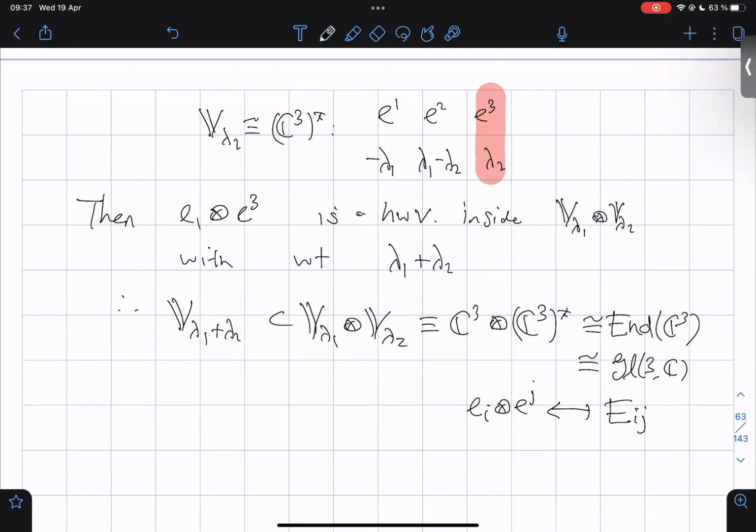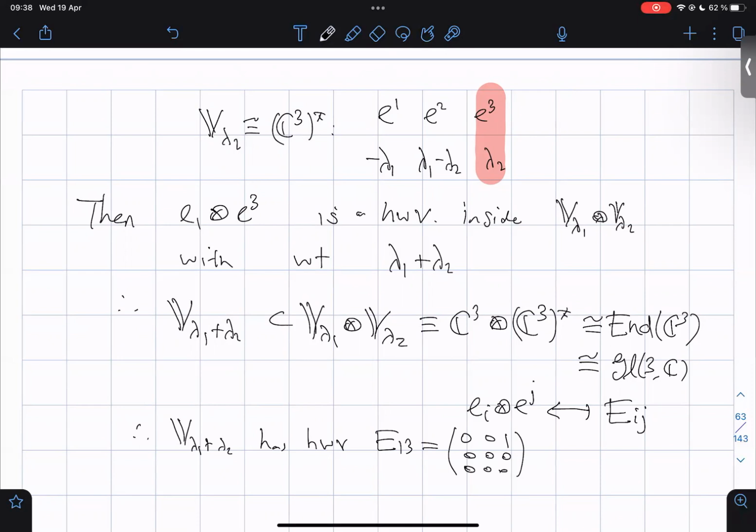And in this picture, of course, the action of SL3 is just via the matrix commutator. Therefore, in that identification, this guy has highest weight vector E13. Quick question. Yep. So when you say this V with the double line on the left side, yep.